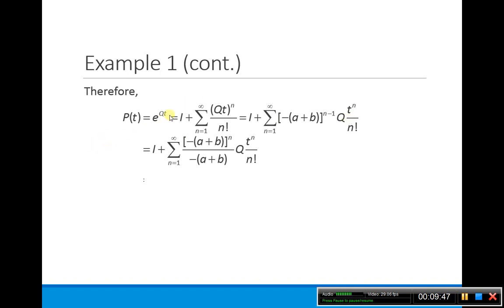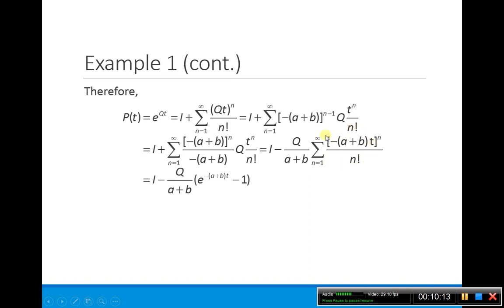So we can say this is equal to I plus, and so now we can think about this being raised to the n divided by one of those. The reason we're doing this is because we're going to combine this t and this a plus b together. So here we have the negative a plus b to the n and t to the n combined into one, and we just bring out this minus q over a plus b.